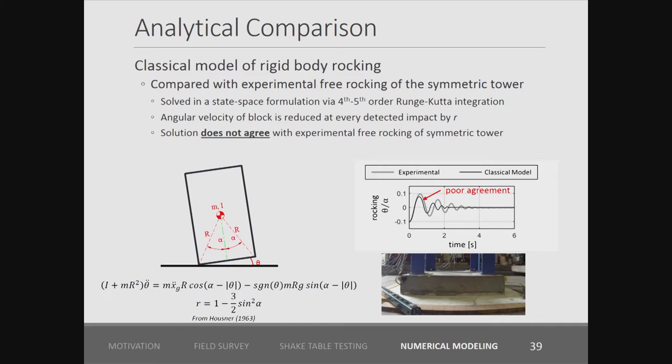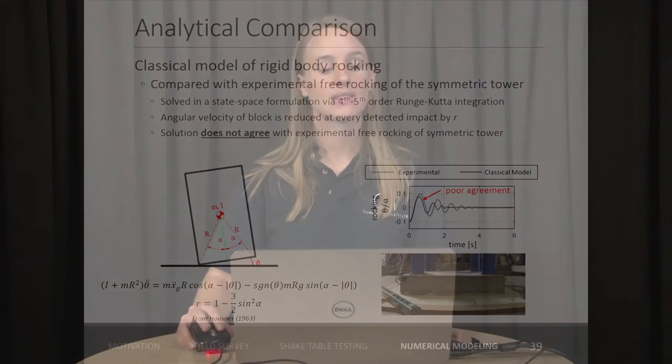And I'll note that the classical model and the experiment show very good agreement prior to the first zero crossing or impact event. And this indicates that the primary geometric parameters, the rocking radius, slenderness, and the mass moment of inertia, have all been correctly incorporated into this equation of motion. This then leaves the treatment of impact, or the coefficient of restitution, as the primary source of this disagreement.